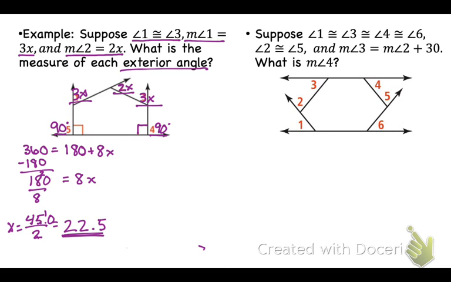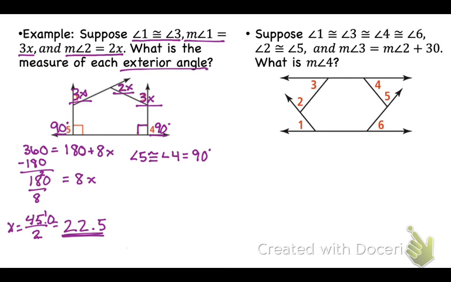22.5. So if I know x equals 22.5, all I have to do is throw it back in, right? Ryan, did you get 22.5? Yeah. Okay. So I know angle 5 is congruent to angle 4, which is what? 90. That was given to me, wasn't it?